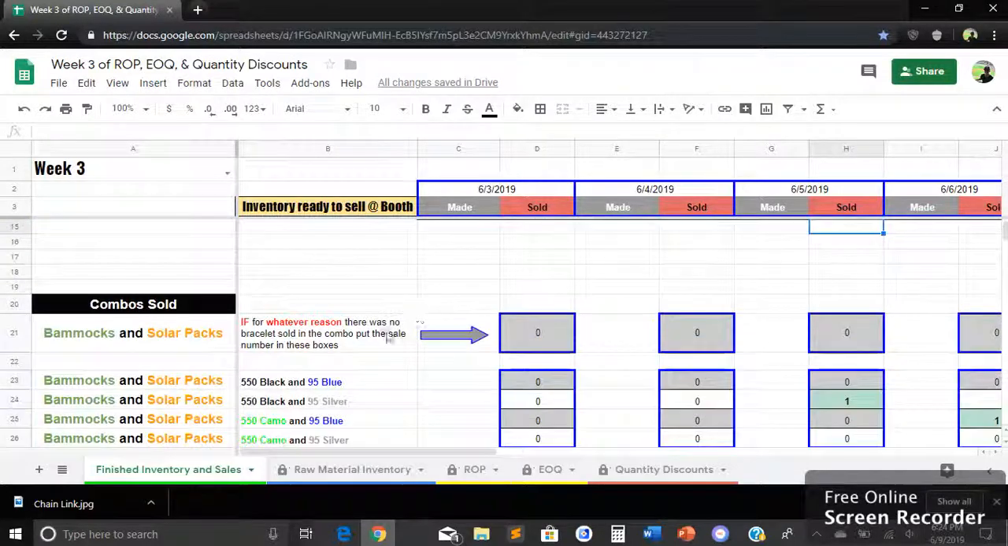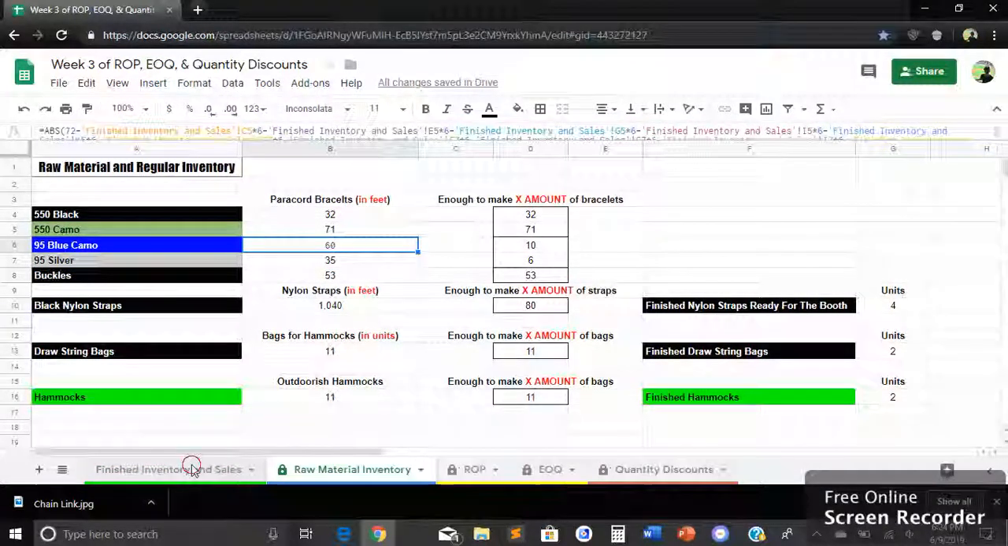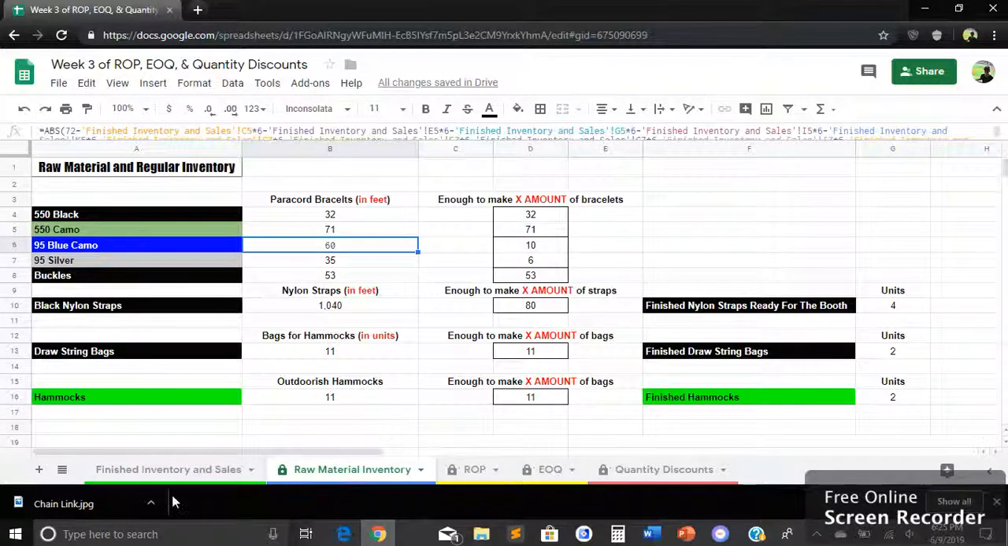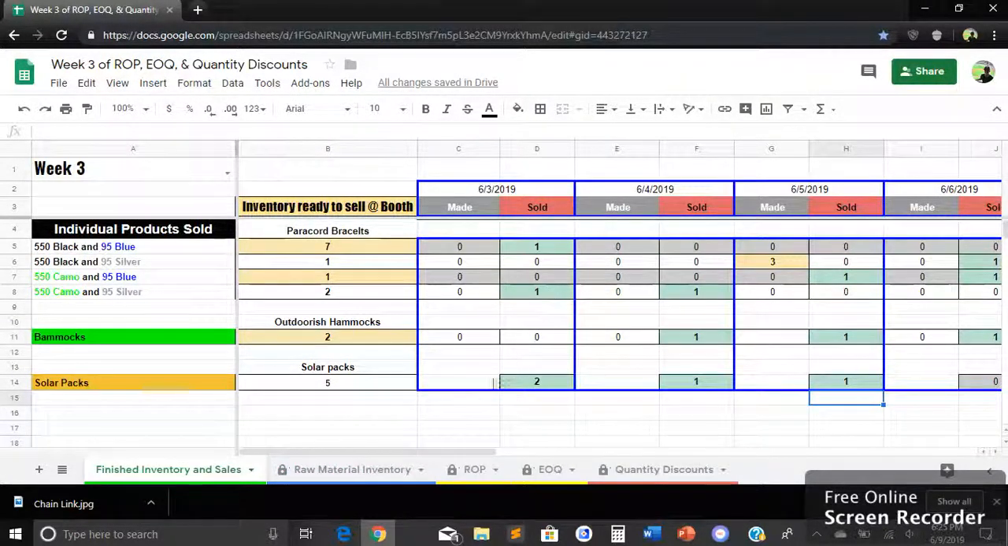Okay, so then now we have combos. And when you account for these, the raw material, just FYI, anytime you sell something, it does not subtract from the raw material inventory, only when you make something. That's what raw material is usually for.